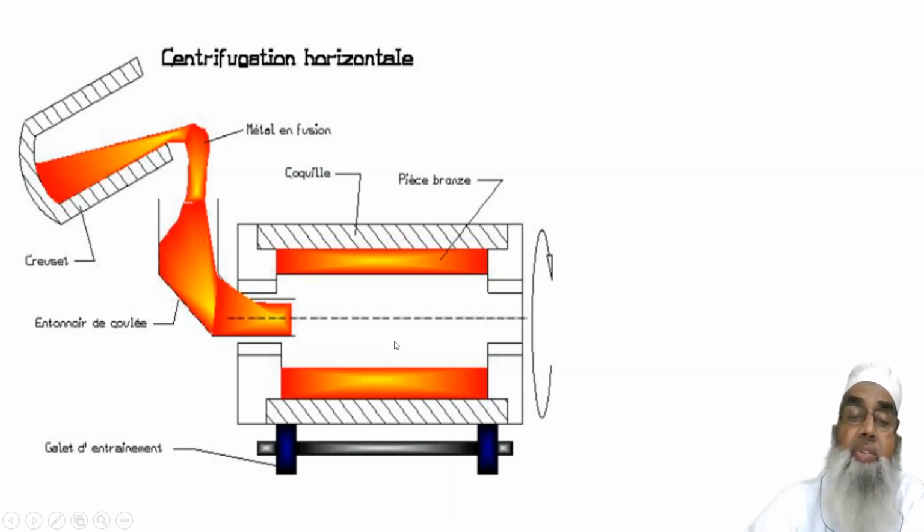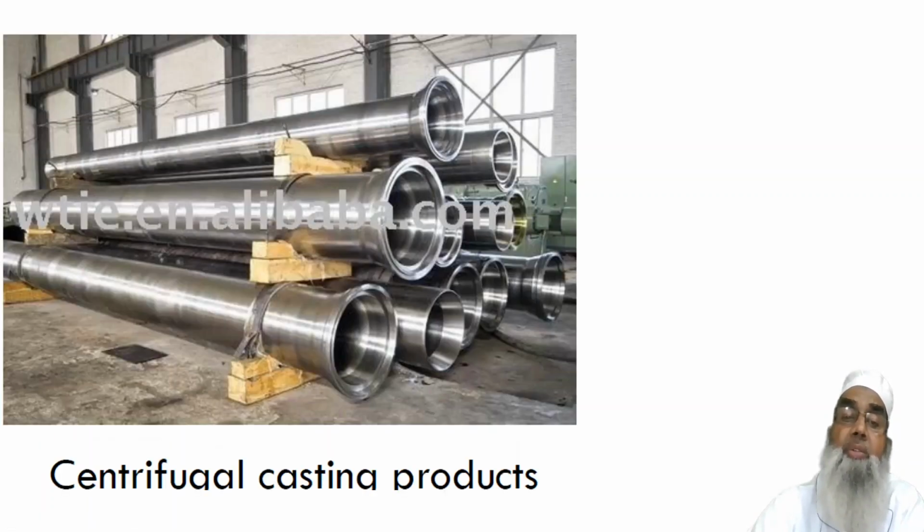After getting that particular speed, the molten metal is poured into the metallic mold, and as it is at high speed, the molten metal sticks to the wall of the mold and is allowed to solidify. Once it solidifies, the solid hollow cylindrical part is shot out. These are two examples of products obtained through metal casting processes.